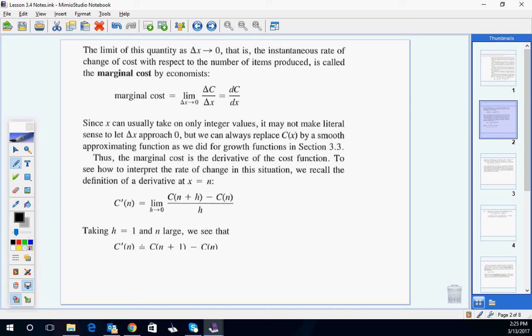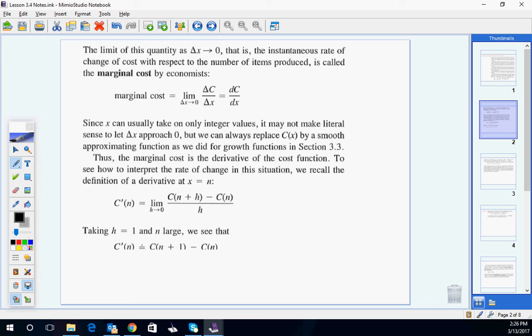Since x can usually take on only integer values, it doesn't really make literal sense for x to approach 0, but we can always replace the cost function by a smooth approximation. So what it's saying there is that we're not going to really approach anything in the negative sense for cost, in terms of we'd be owing.